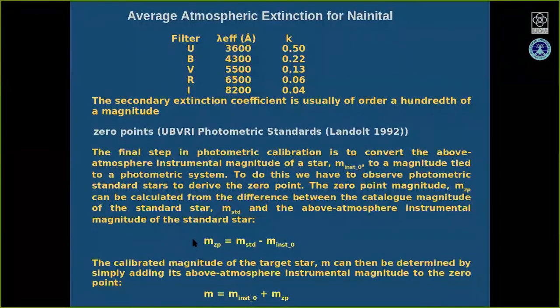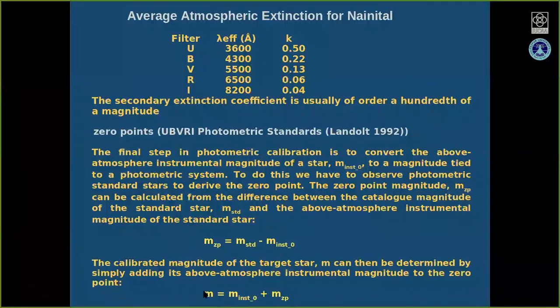Now this zero point, you can use in your observation just to transform your instrumental magnitude to the standard magnitude, by applying this zero point. Now you see, the calibrated magnitude of the target star, M, can then be determined by simply adding the above-atmosphere instrumental magnitude to the zero point. So this is nothing but your standard magnitude. This is the standard magnitude.